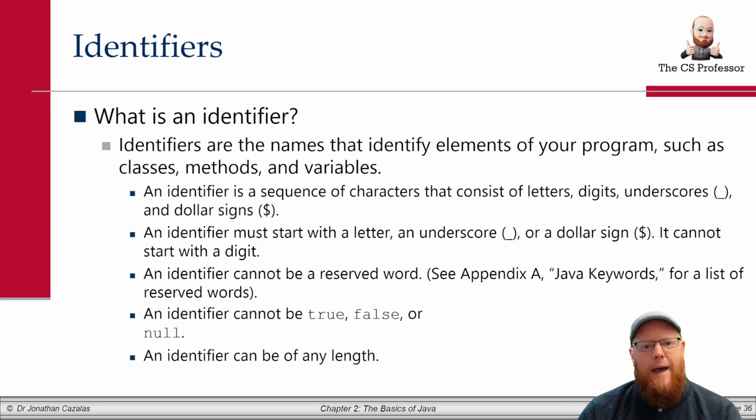And every language has rules that stipulate which characters can make up an identifier. Java is no different. In Java, an identifier is a sequence of characters that consists of letters, digits, underscores, or dollar signs. Kind of weird. Dollar signs, right? An identifier must start with a letter, an underscore, or a dollar sign. It cannot start with a digit. An identifier also cannot be a reserved word, a keyword that you're going to be using for your Java program. An identifier cannot be true, false, or null. And finally, an identifier can be of any length.